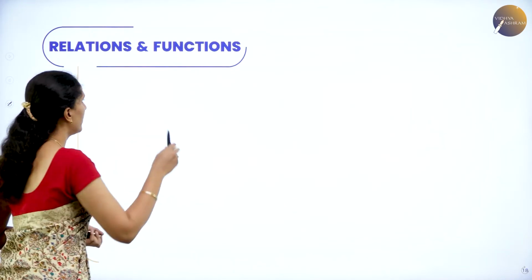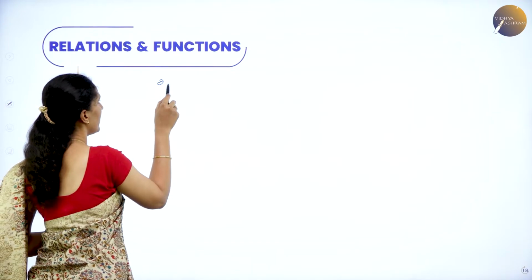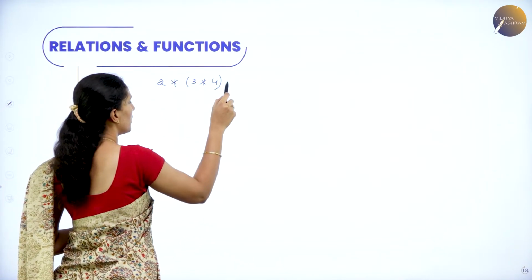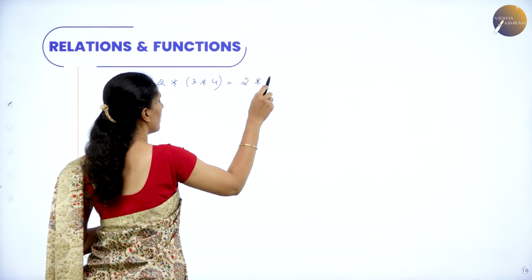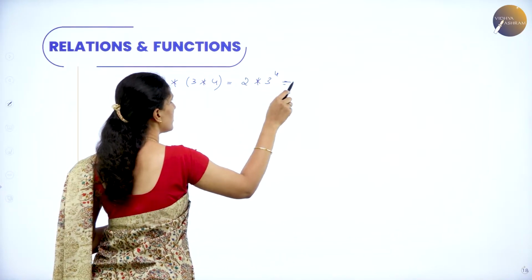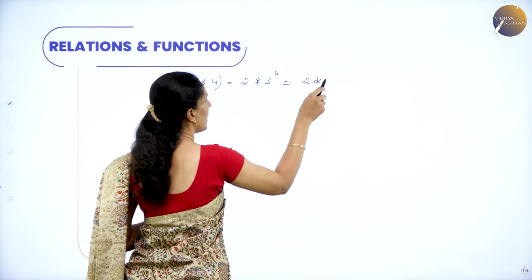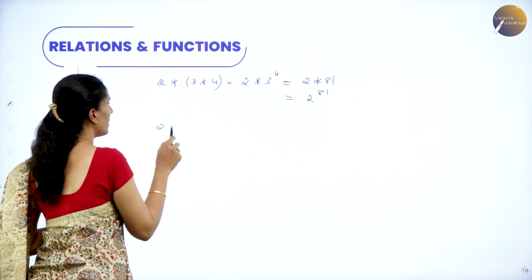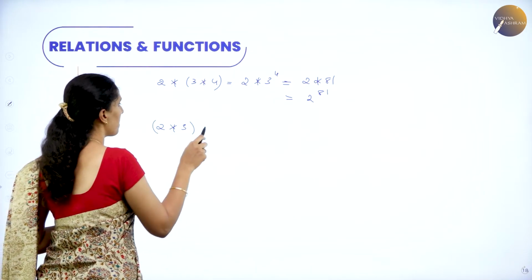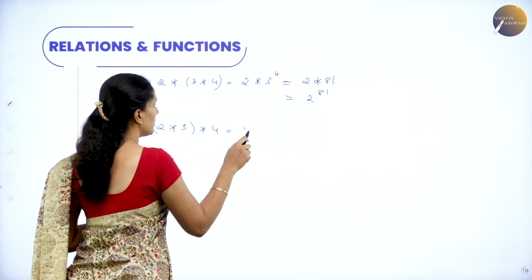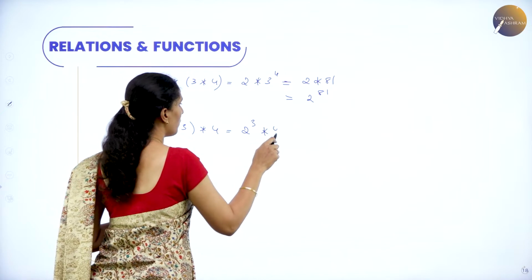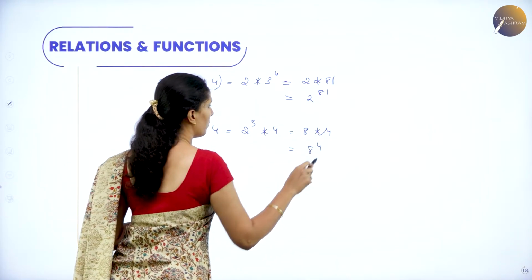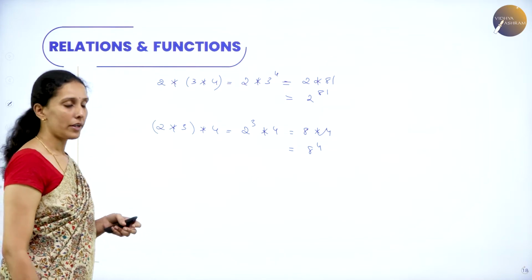So let me take a counter example by taking numerals. Let me verify 2 star (3 star 4), which is 2 star 3 to the power 4, which is equal to 2 star 81, which is 2 to the power 81. Similarly, let me check (2 star 3) star 4, which is 2 cube star 4, which is 8 star 4, which is 8 power 4.